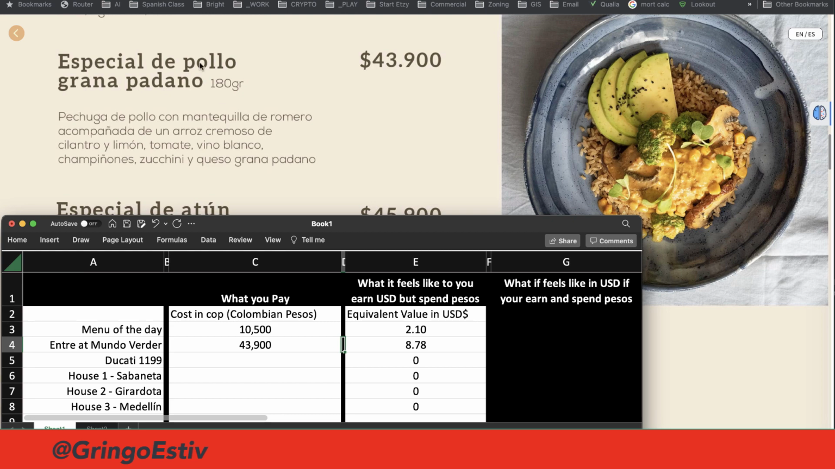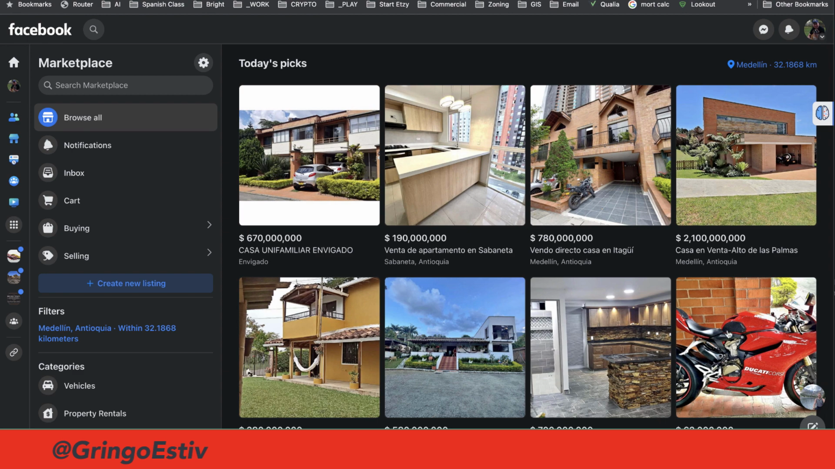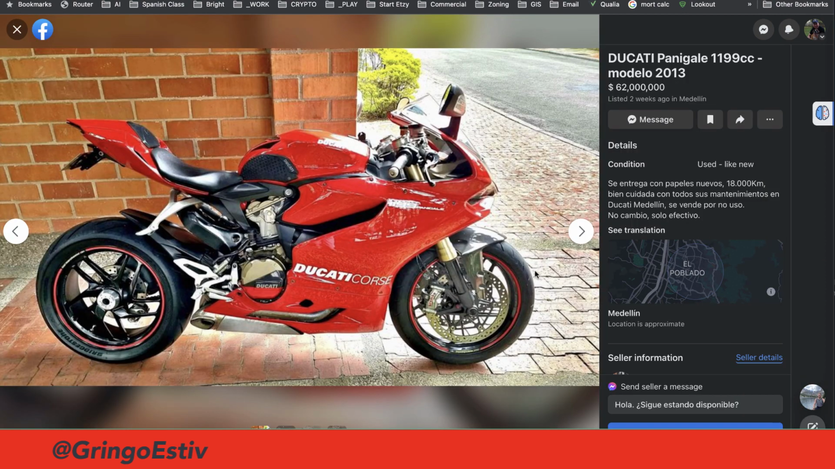Now let's look at some other things. First, we're going to look at something that I love, and that's this Ducati. This is a bike I had in the past, so my heart, when I see this, I'm like, oh. So this is a 2013 1199 Ducati, gorgeous bike. So they're selling this for 62 million pesos.